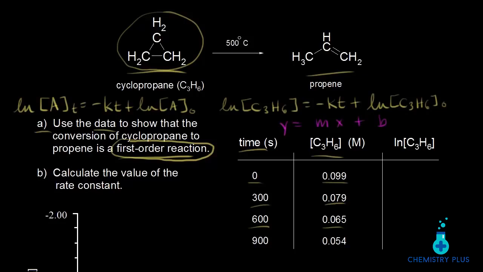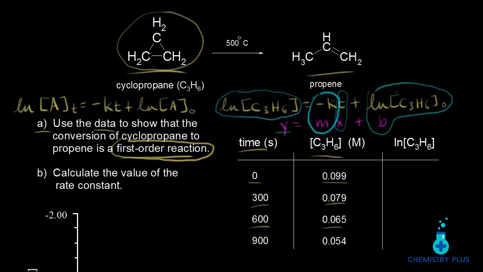So if we put the natural log of the concentration of cyclopropane on the y-axis and we put time on the x-axis, and if we get a straight line or close to a straight line, then we know that the reaction is first order. And the slope of that line, m, should be equal to negative k, where k is your rate constant. And the y-intercept should be equal to the natural log of the initial concentration of cyclopropane.